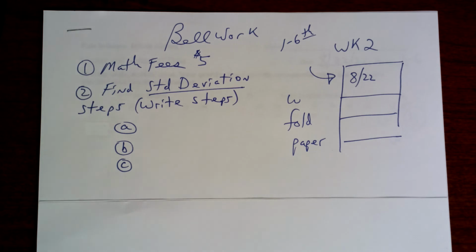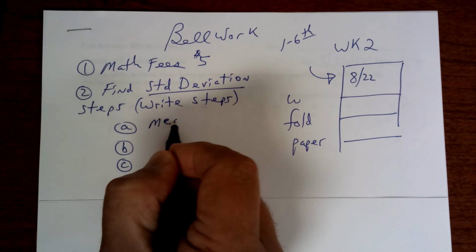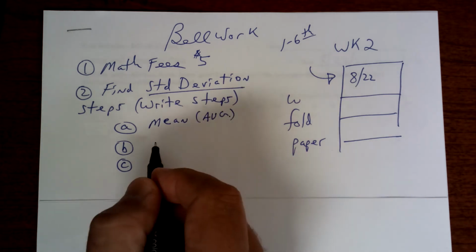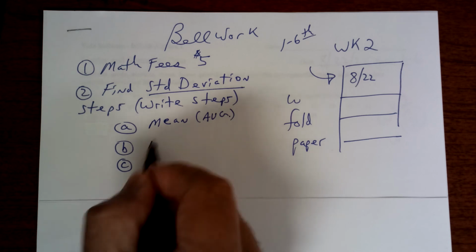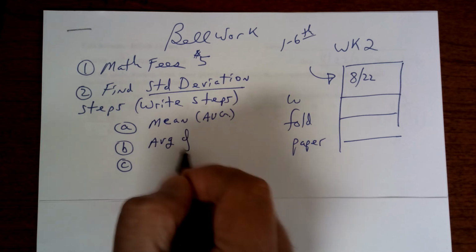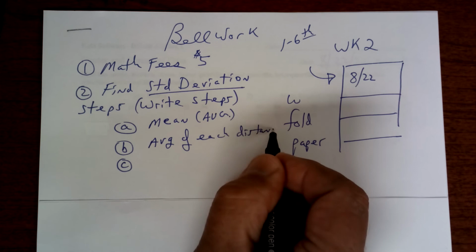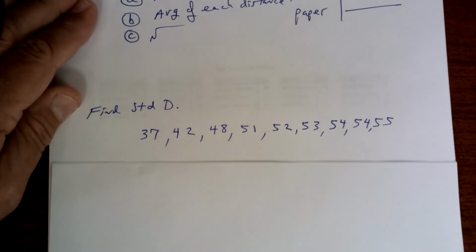It says, what are the steps for standard deviation? Well, first, you have to find the mean or the average. Secondly, you have to find the average of the distance, the average of each distance. And then thirdly, you have to do the square root. All right, on a new sheet of paper, let's use these rules on this problem here.